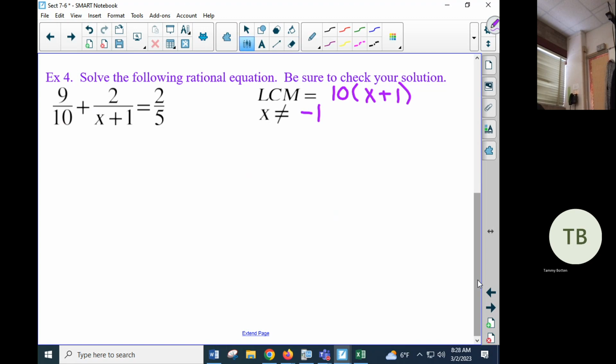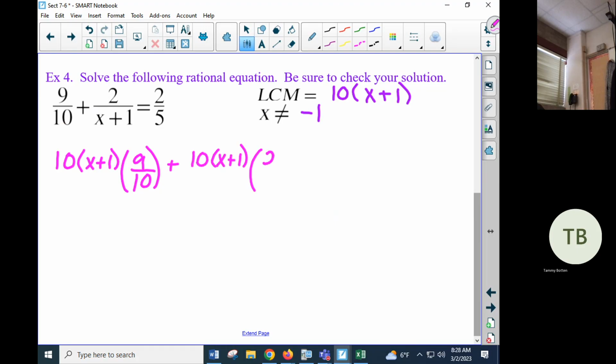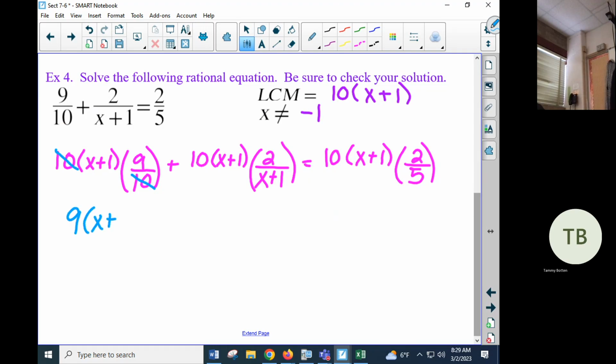Then I'm to the point where I have my least common multiple, and I'm going to multiply that by each of these. So I take 10 times x plus 1 times the first thing, plus 10 times x plus 1 times the second thing, equals 10 times x plus 1 times the last thing. Okay. Then I look at what I can cancel. Notice here you have a 10 on the top and a 10 on the bottom, so those cancel. And what I'm left with there, I would write the 9 first, and I'd keep the x plus 1 in parentheses. I'm going to end up distributing that 9. So if you wanted to, you could have distributed it while you wrote it down.